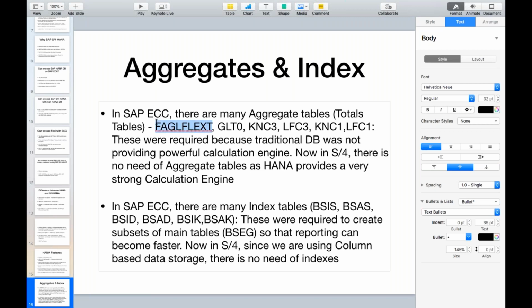Will it work in S/4HANA? Yes, it should work. The FAGLFLEXT table is no more available, but it will be changed to views. So it's still available. You mean to say reports will work? Yes. Okay. So let's assume first.